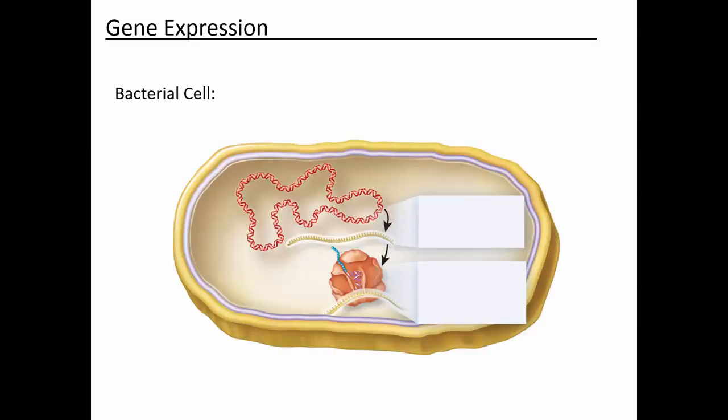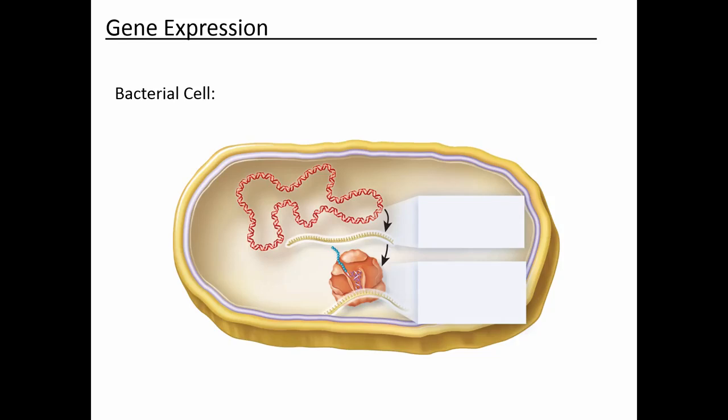Okay, so the first thing we're going to do is compare gene expression in a bacterial cell versus what has to happen typically in a eukaryotic cell. So this is just breaking up the two processes. This is showing you a bacterial cell. In the first box you want to put transcription, and in the second box you simply want to put translation.